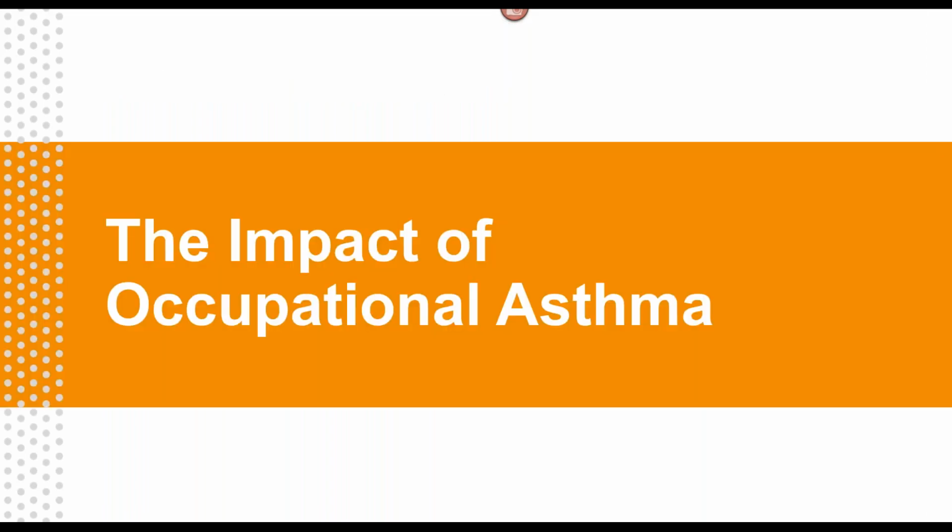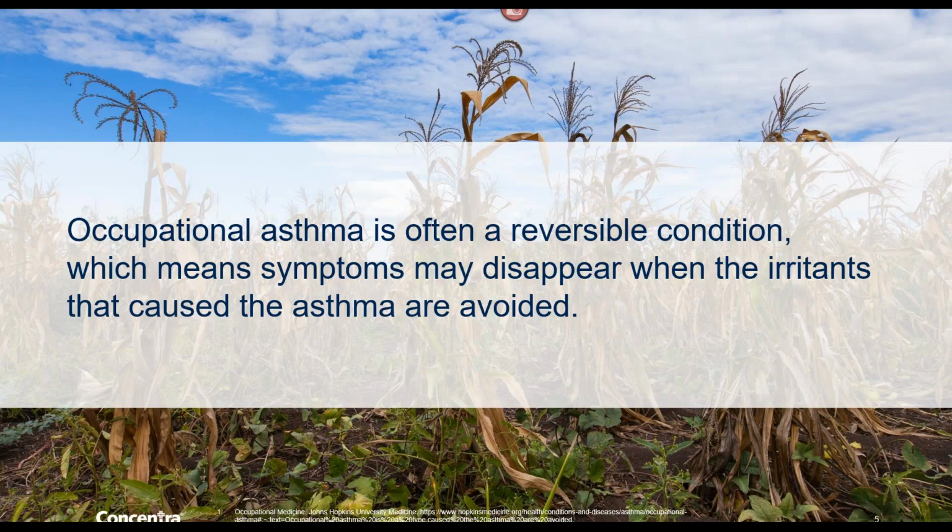Now, diving into occupational asthma. When asthma is caused by specific agents in the workplace, it is referred to as occupational asthma. Similar to the guidelines for managing asthma, occupational asthma is also a reversible condition, which means when the substances that caused the inflammation are avoided, symptoms may disappear.